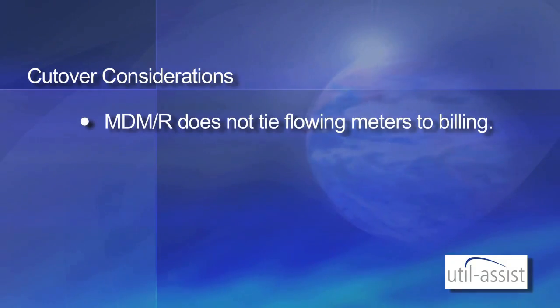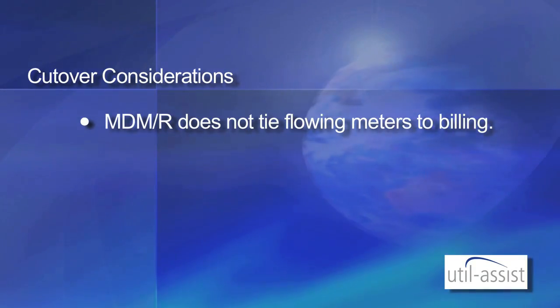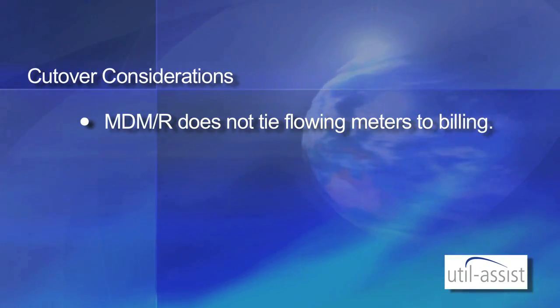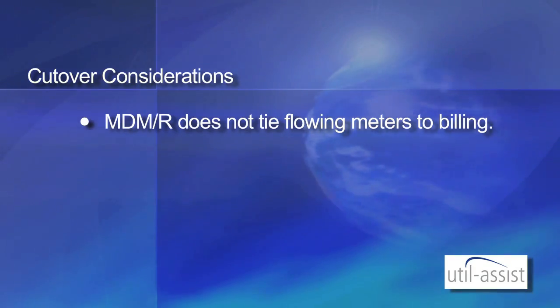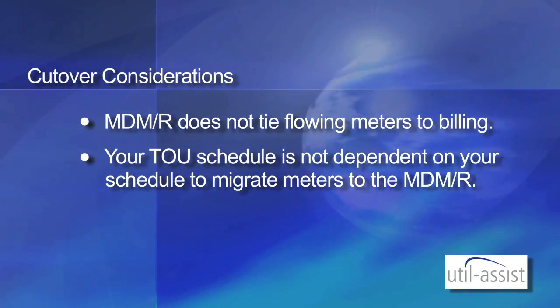It is important to note that the MDMR does not functionally tie flowing meters to the billing process. You could flow meter data from the MDMR and not bill for months, even years, before starting to bill from the MDMR. Your TOU schedule is not dependent on your schedule to migrate meters to the MDMR.